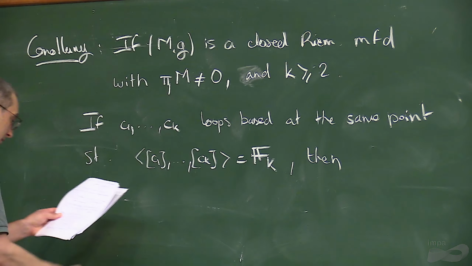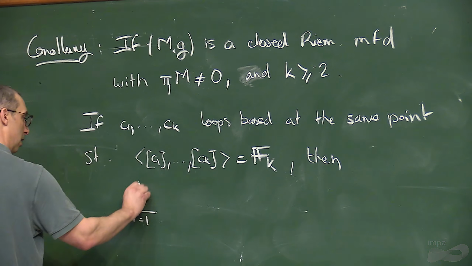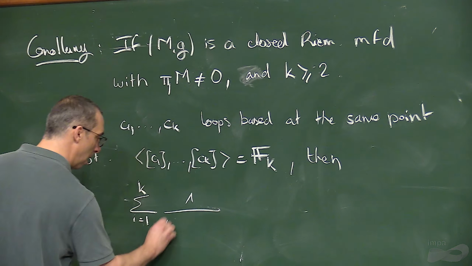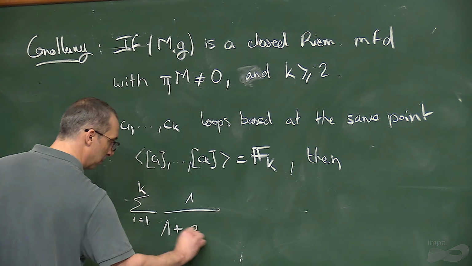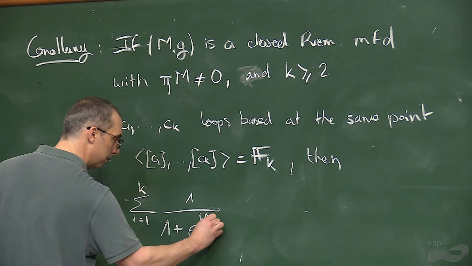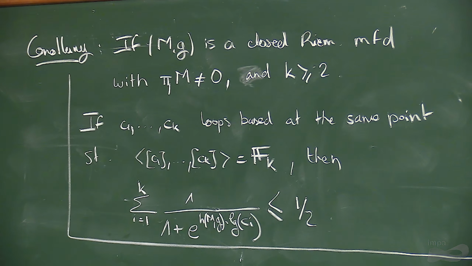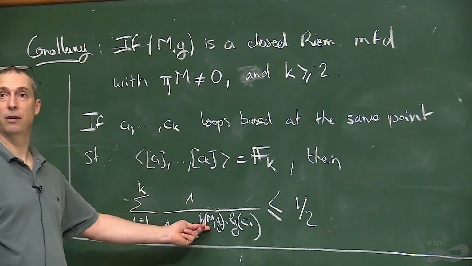Then you will have that the sum from i equals 1 to k of 1 over 1 plus the exponential of the volume entropy of your manifold times the length of these loops, c_i, is bounded by 1/2. Okay, so it sounds like a systolic inequality. This is not strictly speaking a systolic inequality, but it looks like a universal bound for some curves involving some Riemannian invariant. This time this is not the area, but the volume entropy.